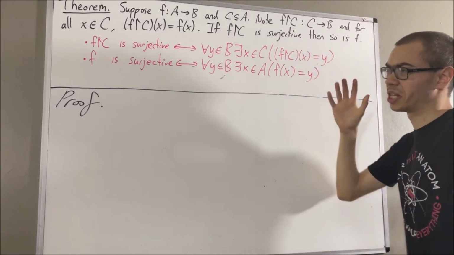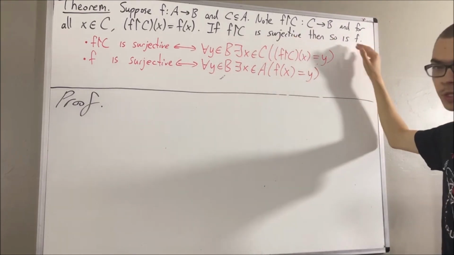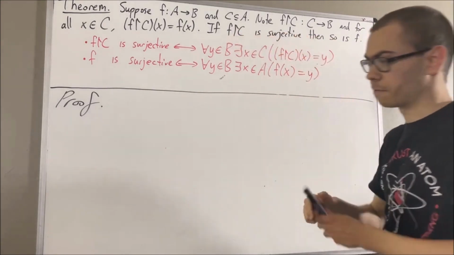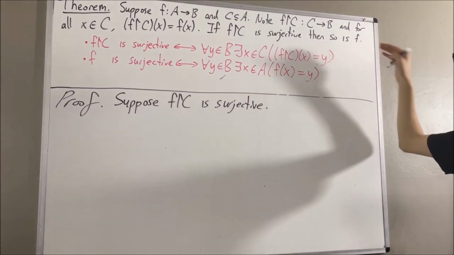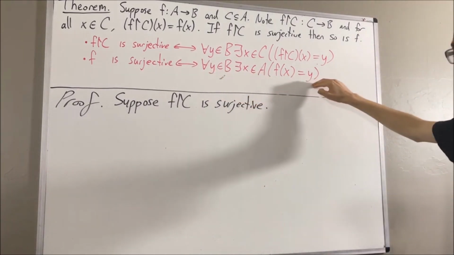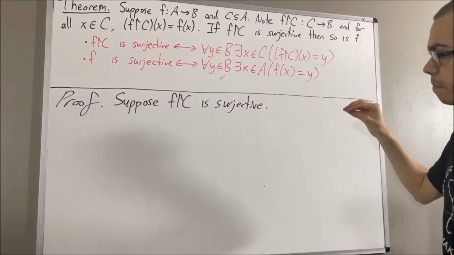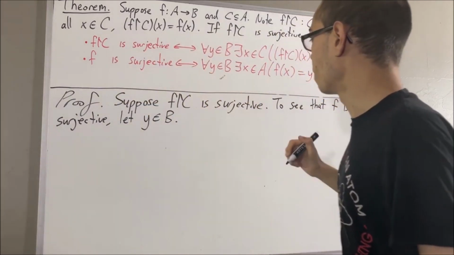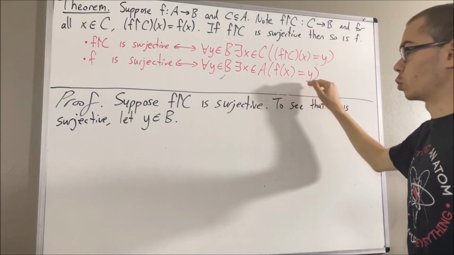Okay, so now let's get into the proof. So notice we're trying to prove if the restriction of f to C is surjective, then f is surjective. So we're trying to prove an if-then, so let's suppose that the restriction of f to C is surjective. From here, our goal is to show that f is surjective. And to prove that f is surjective, what we can do is prove that this statement is true. And we're trying to prove a statement about every element in B, so give me an arbitrary element in B. I'll call it y. And from here, we want to find some element x in A, which satisfies f of x equals y.